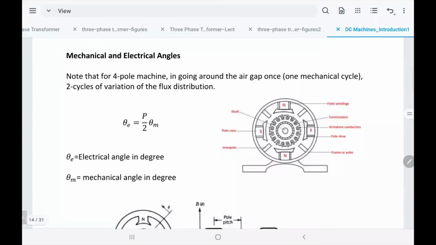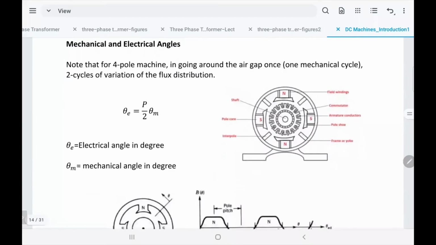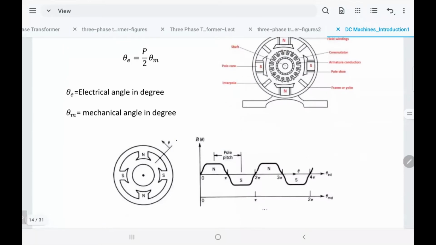Mechanical angle, we are familiar with it. If you have anything and make one cycle, one rotation, it makes 2 pi. That's mechanical. Electrical is not like that. To explain, let's assume that we have a 4-pole machine, as you see: north, south, north, south. And let's say that this is the axis you are going to start to calculate the angle from.